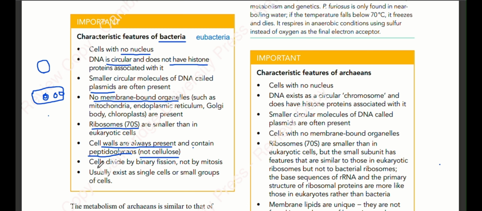Okay, cells divide by binary fission. Very important, there is no mitosis. As you know, mitosis has many stages like prophase, metaphase, anaphase, telophase. But in case of bacteria, you will not be finding mitosis. One bacterium can simply be cleaved into two by the method of binary fission. Usually they exist as single cells, or sometimes a small group of cells is present. So this was all about bacteria, characteristic features, eubacteria or true bacteria.